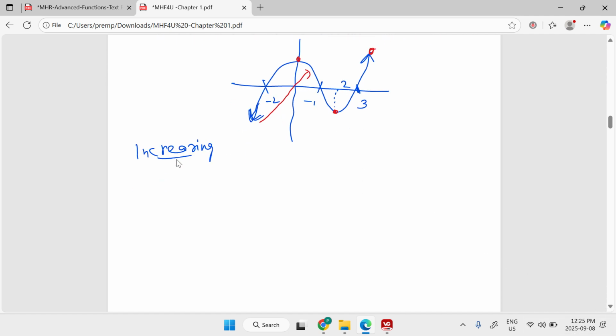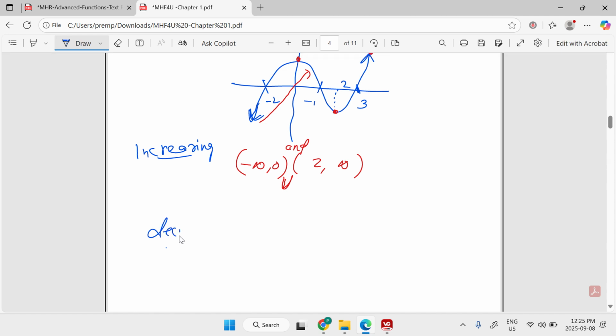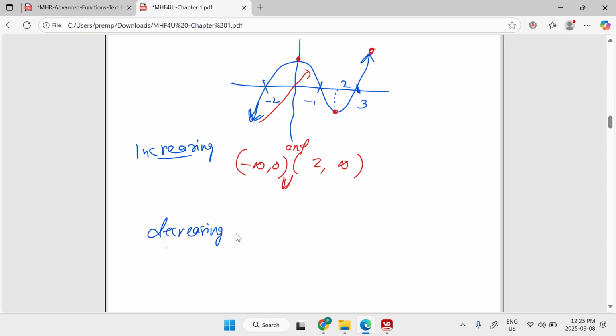So if I have to see where the function is increasing, I will say -infinity to 0, the function seems increasing, and then from 2 to positive infinity. That's where the function is increasing, and sometimes we also write U. U means union. And where it is decreasing, it is the remaining alternate interval. So you can see starting from 0 up to 2, the function is decreasing because its slope is negative. So these are some of the terms we need to know, the end behavior.